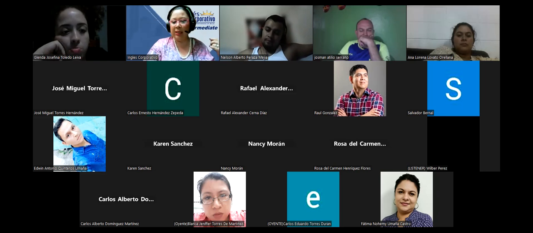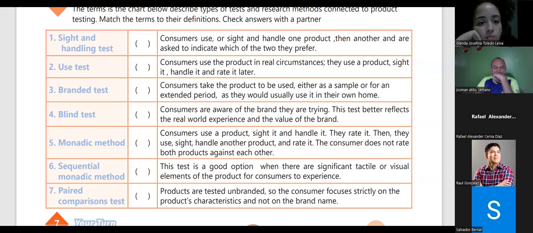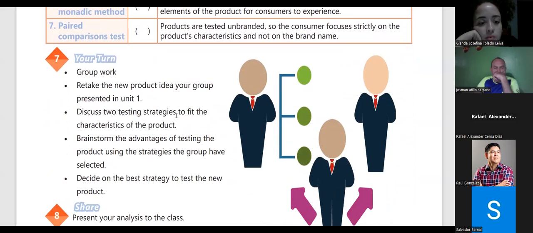Ay, perdón, porque después teníamos la actividad. Okay, this is the activity. The activity is that you have to retake the new product idea that your group presented in unit one. You have to discuss two testing strategies to fit the characteristics of the product. Brainstorm the advantages of testing the product using the strategies the group have selected. Then you are going to decide on the best strategy to test the new product. This is on page 19, okay? This is on page 19.